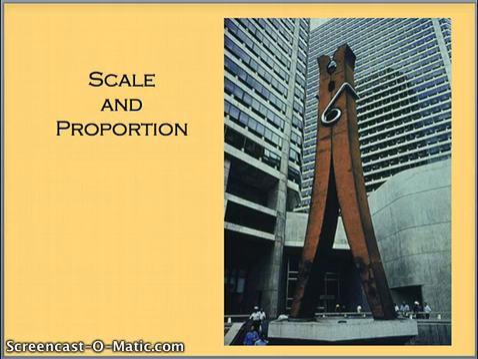So let's take a look at the principle of scale and proportion. Both of these relate to the size of an object. The scale relates to it sort of in relation to a standard or a convention, and proportion relates to the parts of the whole. The proportion refers to how one aspect of a composition relates to another.